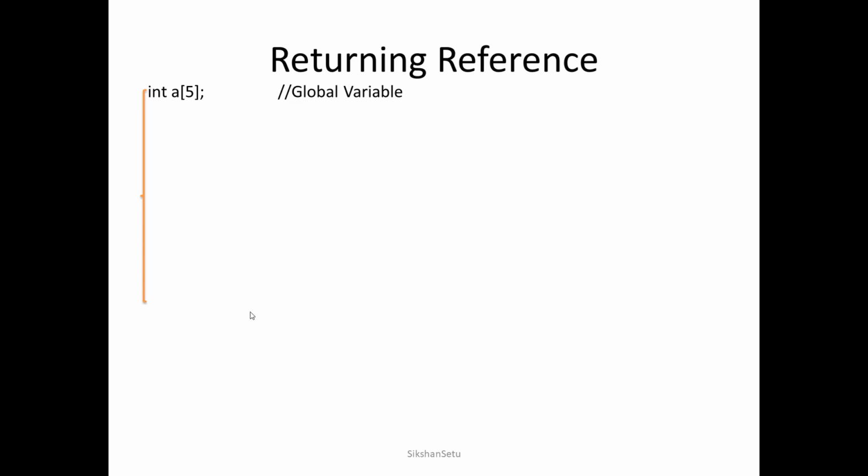We try to understand with an example. We have declared one variable and that variable is a global variable. The scope of that variable is throughout the program. So, integer a of 5. When I write this, memory allocation will be done.